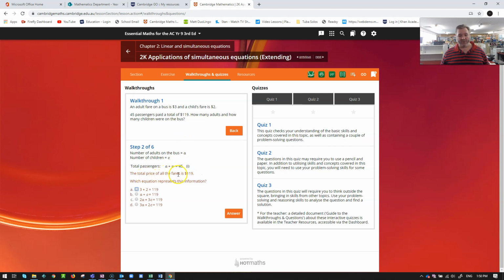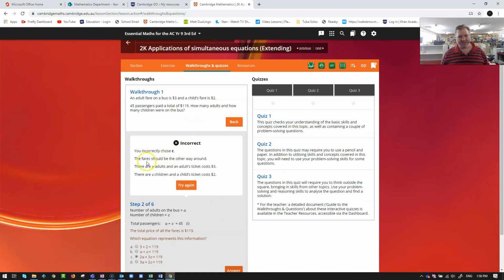The total price of all of the fares is $119. Which equation represents this information? So every adult costs $3, and every child's fare costs $2. So it should be $3 for each adult and $2 for each child. Let's accidentally get this wrong and say 2A plus 3C. I just want you to see what happens when you get one wrong. Oh, it says it should be the other way around. So if you make a mistake, it's going to correct you and help you with your thinking.